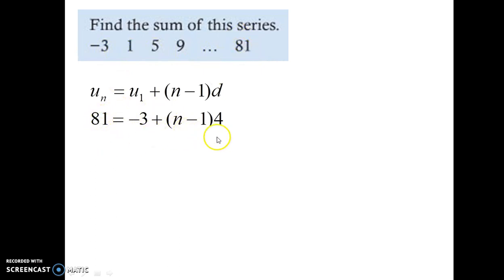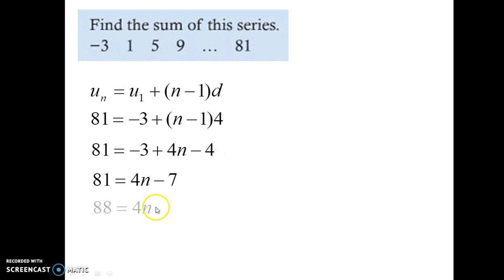So if you solve this, first I multiplied 4 through here and here, so 4n and -4. Then I'm going to combine the -4 and the -3 to make -7. And then move the 7 over there. 88 equals 4n. Divide by 4. And you get 22. So the 22nd term is this one, which has a value of 81. It's the 22nd term, or it is the term at position number 22.